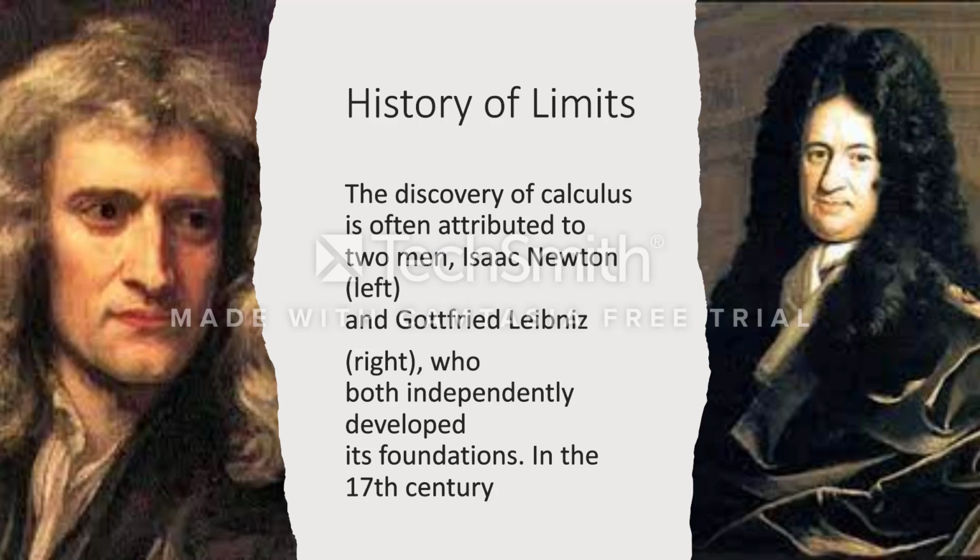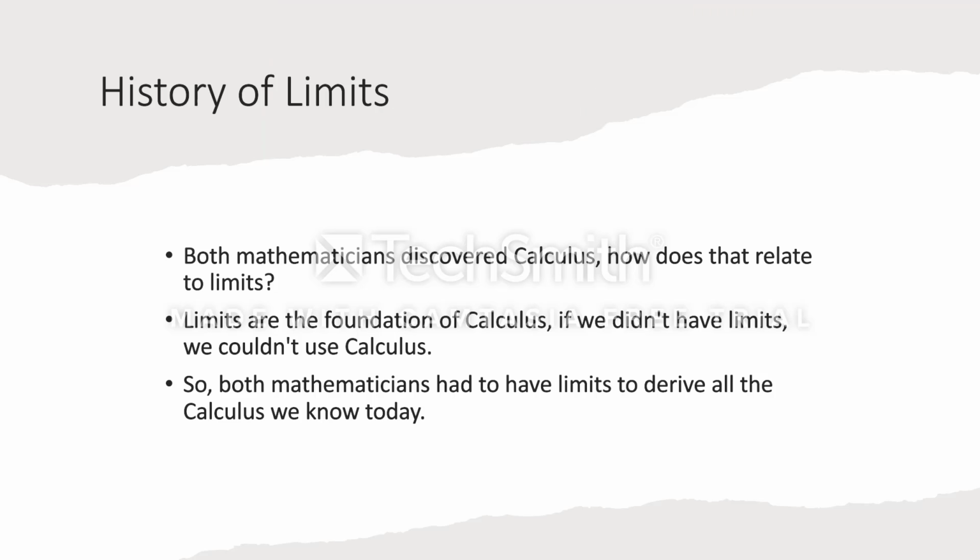So let's talk about the history of limits. The discovery of calculus is often attributed to two men, Isaac Newton and Gottfried Leibniz, who both independently developed its foundations in the 17th century. Now, both mathematicians discovered calculus. How does that relate to limits? Well, limits are the foundation of calculus. So if we didn't have limits, we couldn't use calculus. So both mathematicians had to have limits to derive all the calculus we know today.